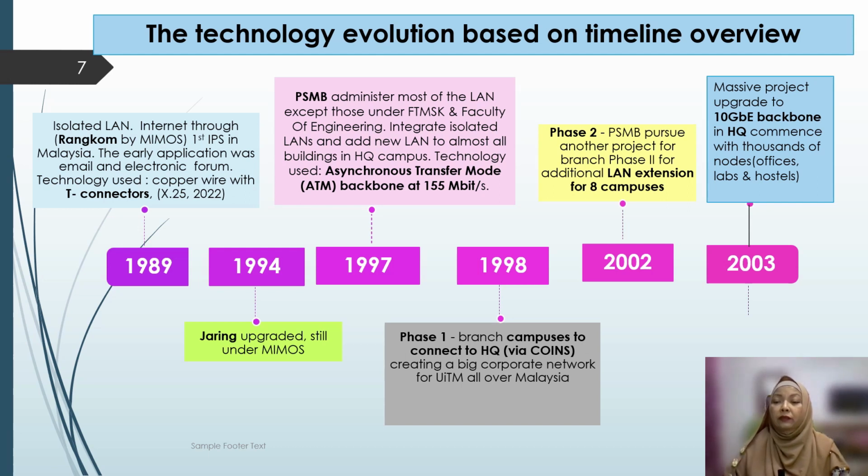Then in 2003, the biggest project, based on a 10 GE backbone in HQ, commenced, with thousands of nodes installed in offices, labs and hostels in HQ. This is because ATM technology was then obsolete and had to be replaced immediately or face some issues. So UiTM at that time decided, under PSMB, to pursue this project, and I was privileged to become the project manager then, with the help of team members, one of whom is Encik Jamaluddin Johan.